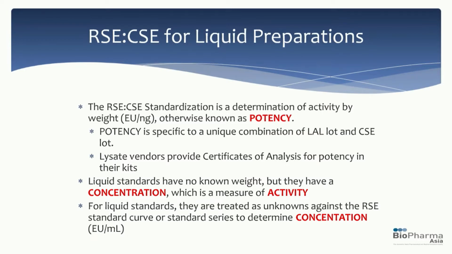So in that case, if I had that, I would just test my liquid preparation as an unknown and find out how many EUs per milliliter I have, because I'm not going to know how many EUs per nanogram I have because I don't know the weight of the stuff that's in the liquid preparation. So liquid preparations don't have a potency. They have a concentration. The concentration is expressed as EUs per milliliter, so it's an activity-based value.